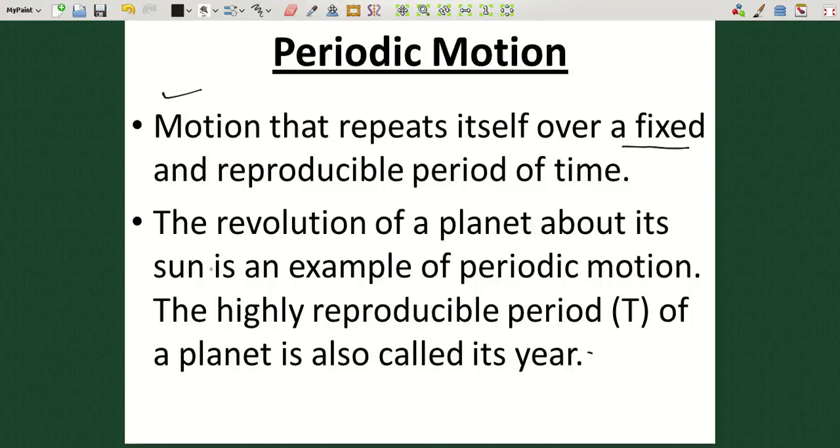Similarly, the revolution of a planet about its sun, just like the earth about the sun, is also an example of periodic motion, and that period is called 1 year. Dear students, these are some examples of periodic motion. Let's see more.